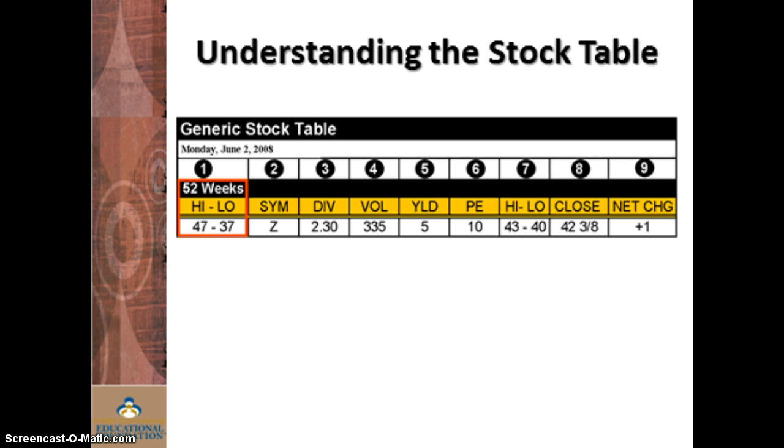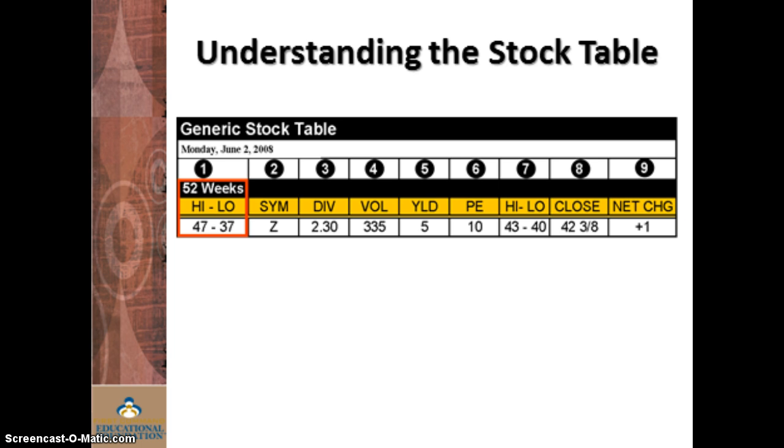DIV refers to dividends, the annual amount per share the firm pays to its stockholders. In this example, $2.30. VOL refers to the volume of shares in hundreds that were traded that day, which gives an indication of the size of the market for this company. YLD refers to the dividend yield, or the return on invested capital, calculated by dividing the amount in the DIV column by the amount in the close column, the closing price of the stock.